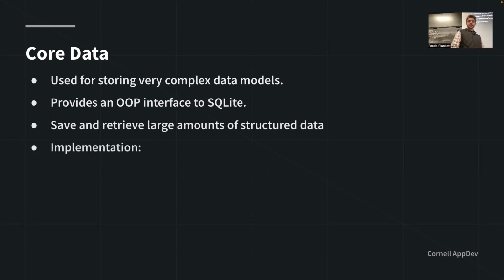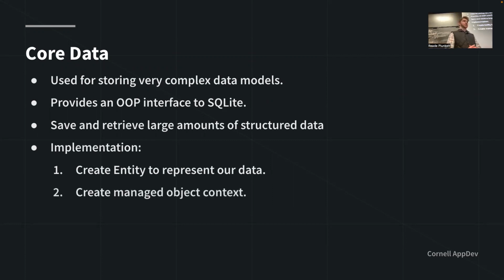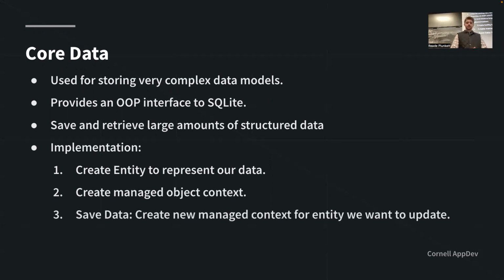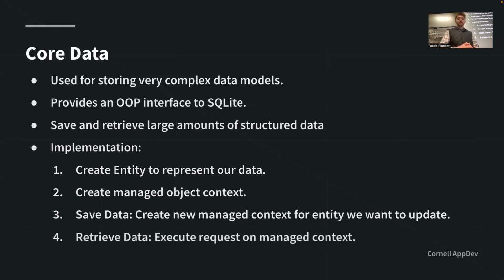And the implementation for this looks like this. So first, we have to create what's called an entity to represent our data. Then we have to create what's called a managed object context. I'll talk a little more about what this is in the demo. To save data, we want to create a new managed context for the entity we want to update. And then to retrieve data, we want to execute a request on that managed context. So again, kind of vague. It will materialize once we go through the demo.